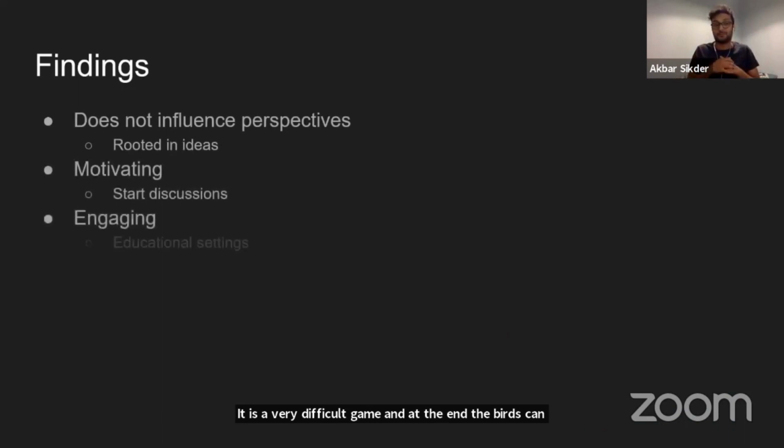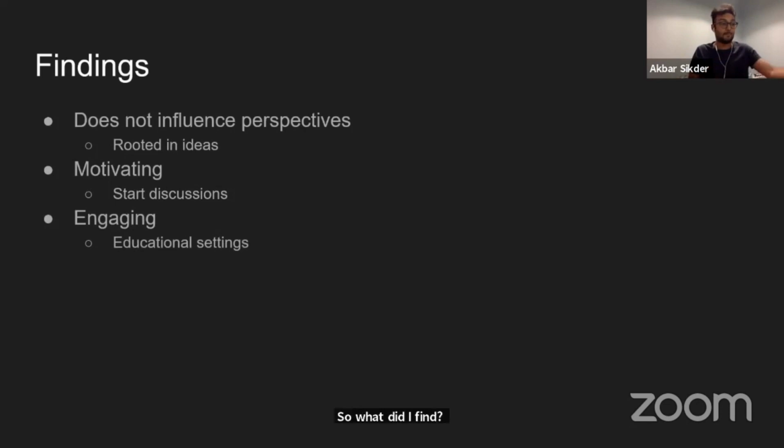What I found was that sometimes a lot of people are rooted in their ideas, and the game does not influence their perspectives, but it does start discussions. It does motivate players to get talking more about politics, and actually gets them engaged as well. One participant even mentioned that it could really be a good tool to use in educational settings, getting students to talk more about a topic that they would otherwise not be that interested in.